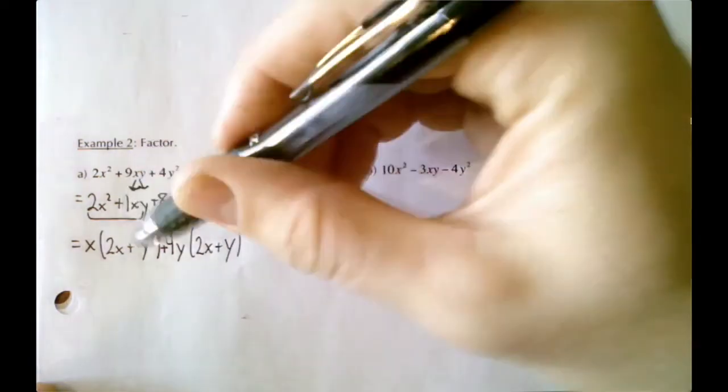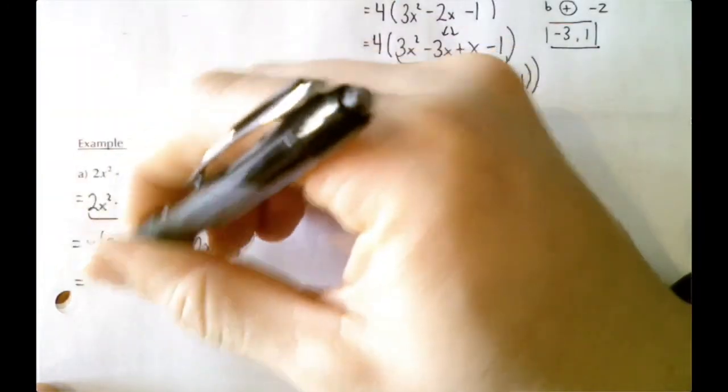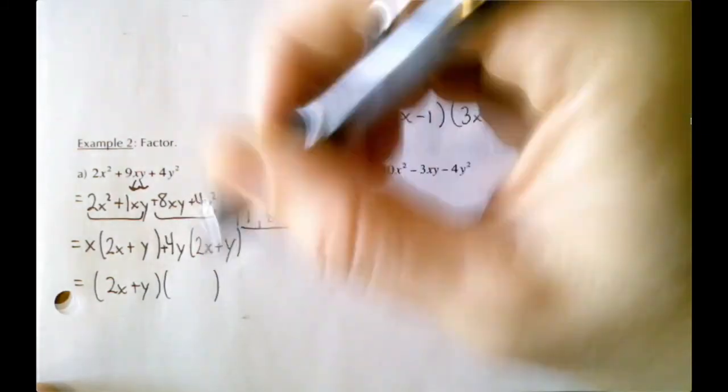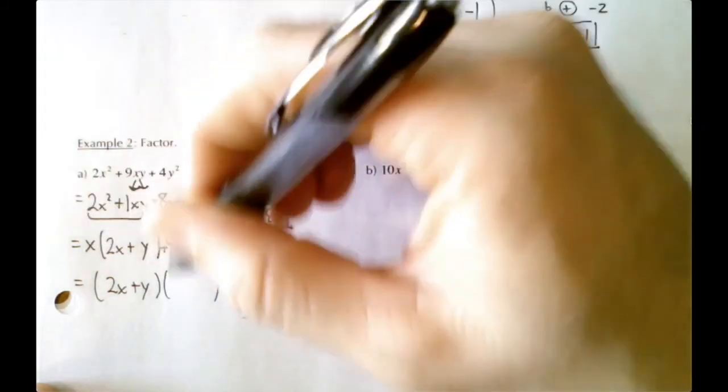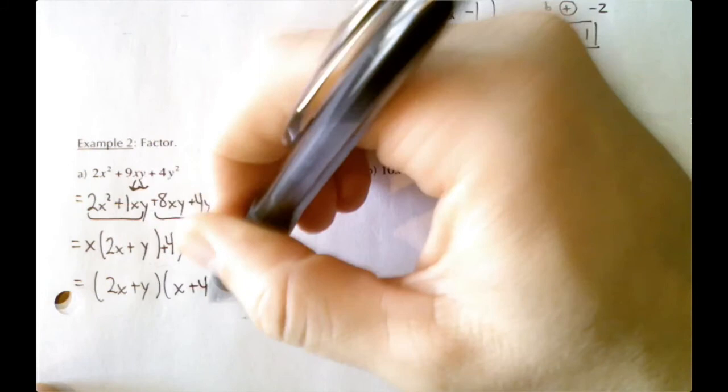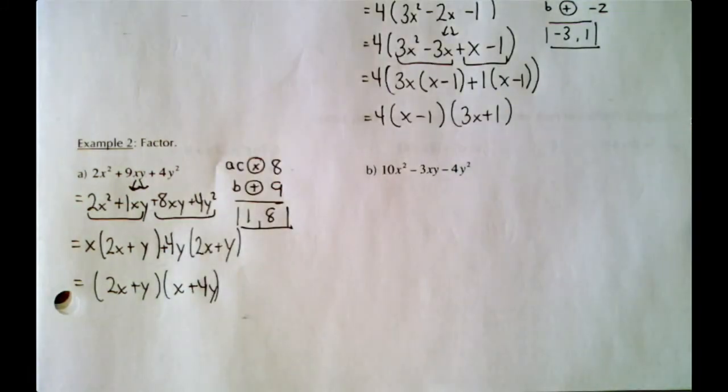And if we look, our brackets are the same. So we can common factor that bracket. And what we're left with is x plus 4y. And there we go. We've factored a trinomial.